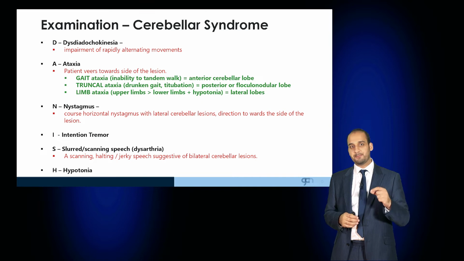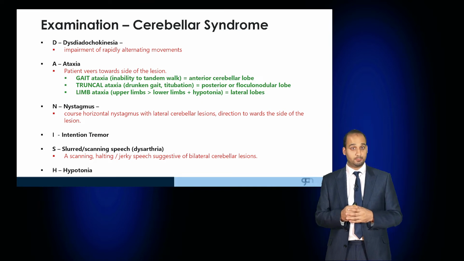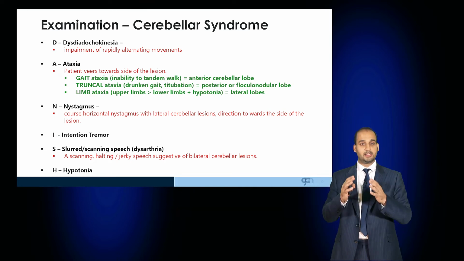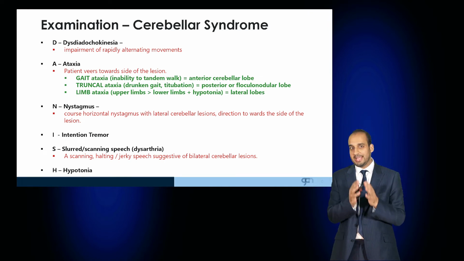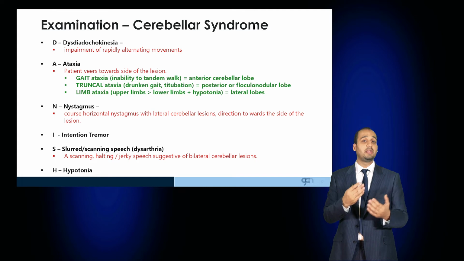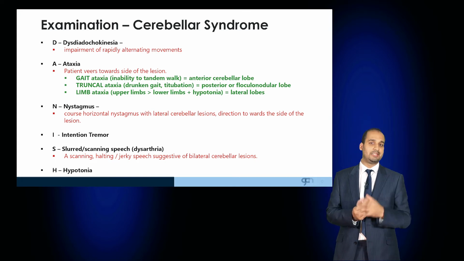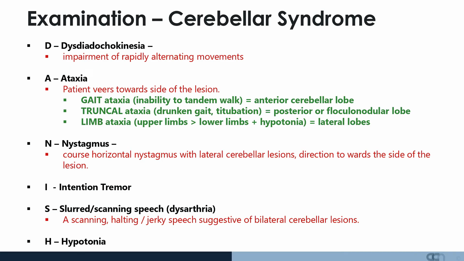Dysdiadochokinesia is the impairment of rapidly alternating movements. Ataxia, the patient veers towards the side of the lesion. And be aware that gait ataxia, when the patient is unable to tandem gait, is usually a defect in the anterior cerebellar lobe. Truncal ataxia, where the patient appears to have a drunken gait with titubation, is usually due to a defect of the posterior or flocculonodular lobe.